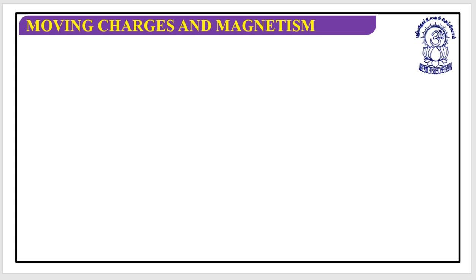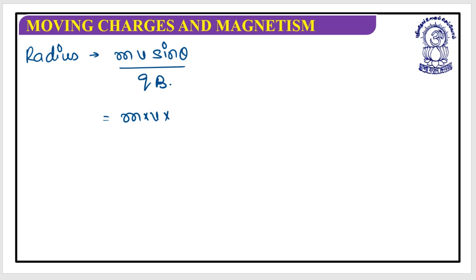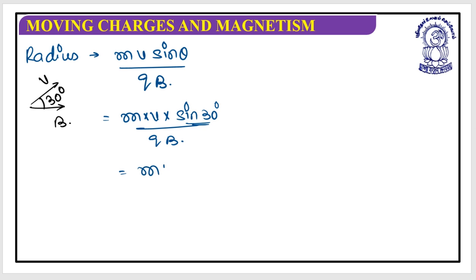Yes, so let's begin. First, the radius. It's mv sin theta divided by qB. This is equal to m into v into sin of 30 degrees. Have you remembered this? If not, then this was the situation. This is B, this is v, this was the 30 degrees. So this is mv sin theta divided by qB. Sin 30 is half, so this is mv by 2qB. This is the radius.